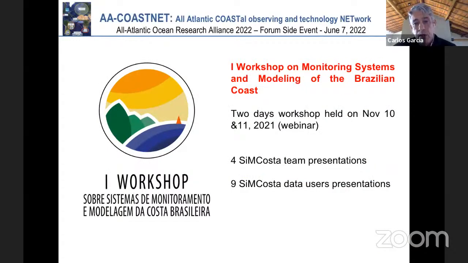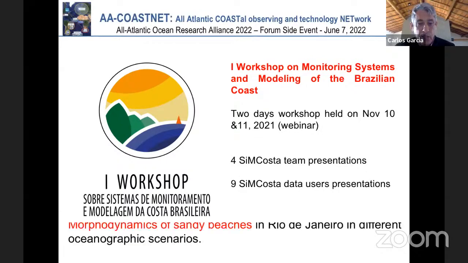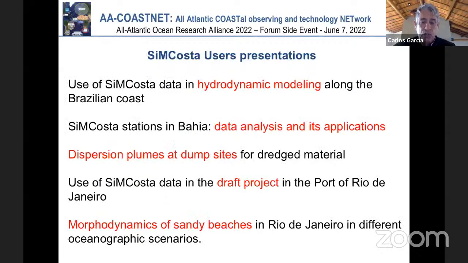On November 10th and 11th, we had the first seminar. We called it a workshop on monitoring system and modeling of the Brazilian coast. We had four CEST team presentations and nine CEST data user presentations. Most of the user presentations were from people we selected who were using the data along the Brazilian coast. So we had private companies presenting results, and we had academic institutions as well.